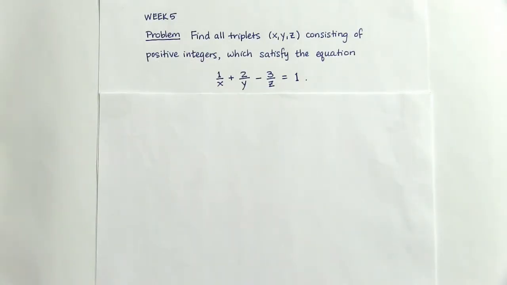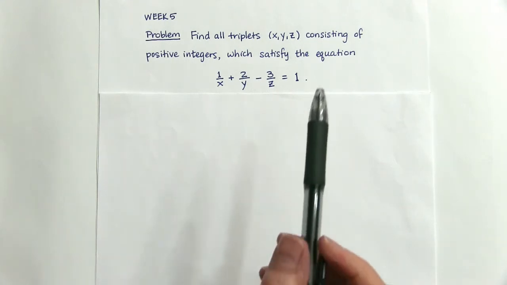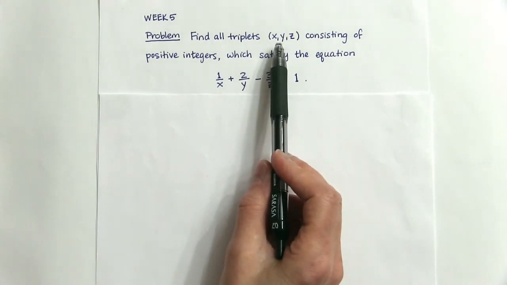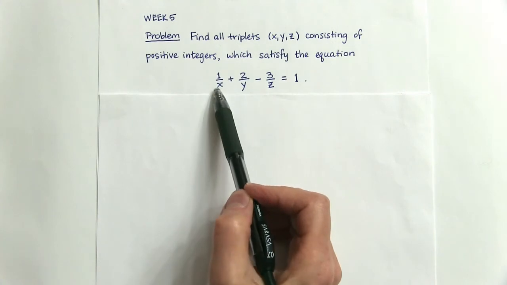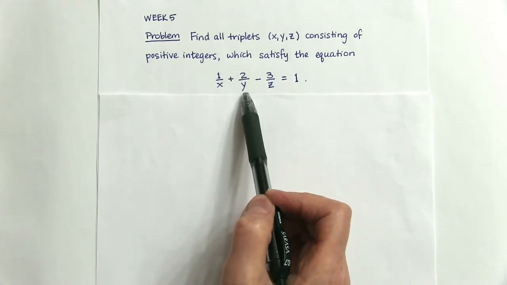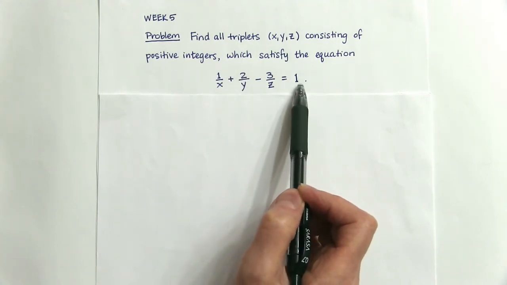Now that we have reviewed the order axioms, we can get back to understanding and solving the problem of the week. So we want to find all positive integers x, y, and z so that 1 over x plus 2 over y minus 3 over z equals 1.